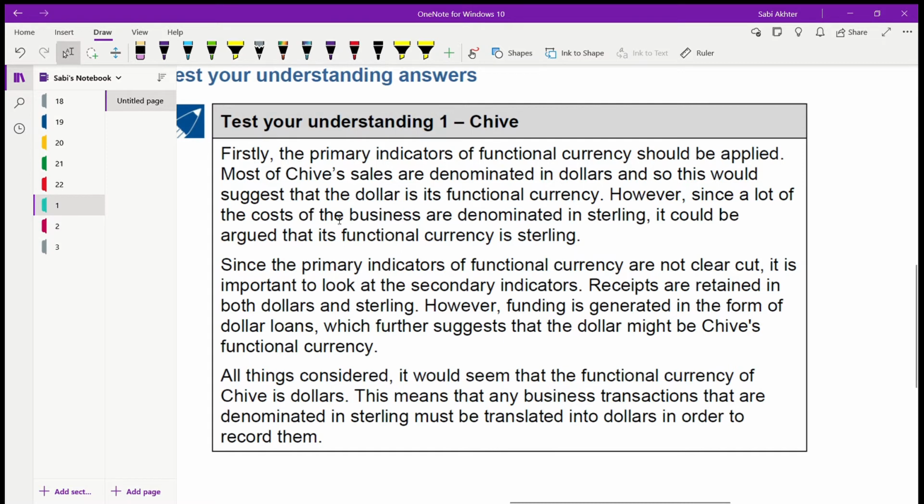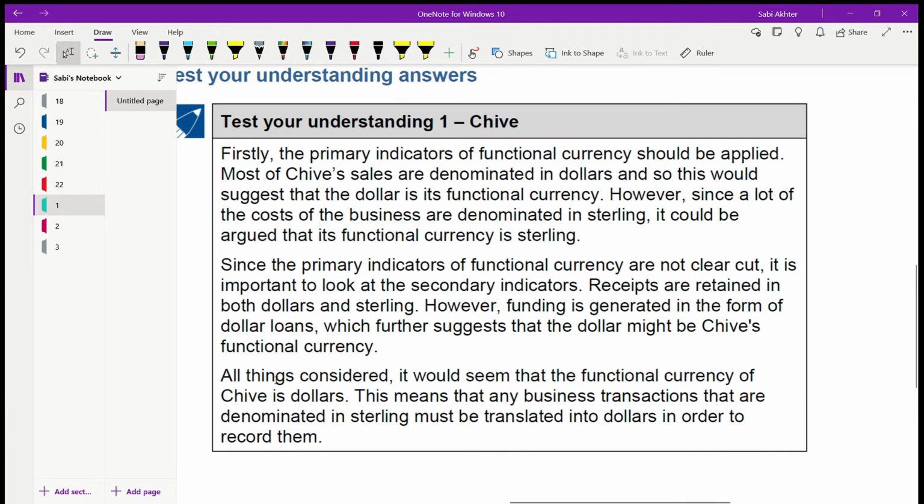So since the primary indicators of the functional currency are not clear cut, it is important to look at the secondary indicators. Receipts are retained in which currency? Both dollar and sterling. Again confusing. Now you go to the other factor. However, funding is generated in the form of dollar, because they have told that the 2 loans they have taken are both in dollar, which suggests that dollar might be Chive's functional currency. So 3 paragraphs you need. One, you are discussing the primary factor. Second, you are discussing the secondary factor. Third, you are discussing the conclusion.